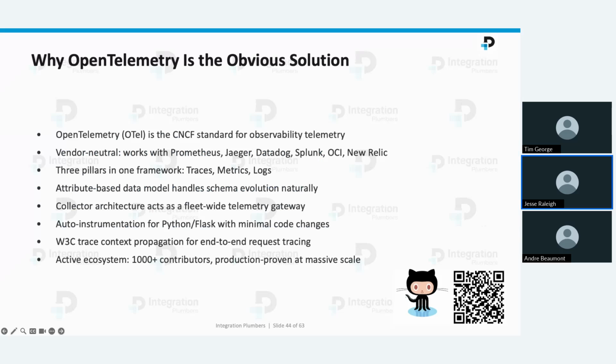OpenTelemetry is the Cloud Native Computing Foundation standard for observability telemetry. It's become the clear industry consensus. The key advantage for fleet management is vendor neutrality. You instrument once, and you can export to Prometheus, Jaeger, Datadog, Splunk, Oracle Cloud Infrastructure, New Relic, or any combination of those. The attribute-based data model handles schema evolution naturally, which directly addresses the challenges we just discussed. And with over 1,000 contributors and proven production deployments at massive scale, this is not an experimental technology. It's the foundation of modern observability.